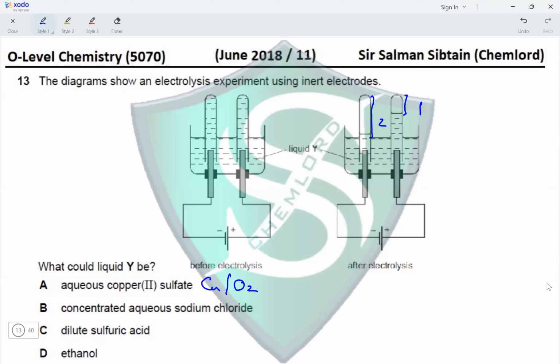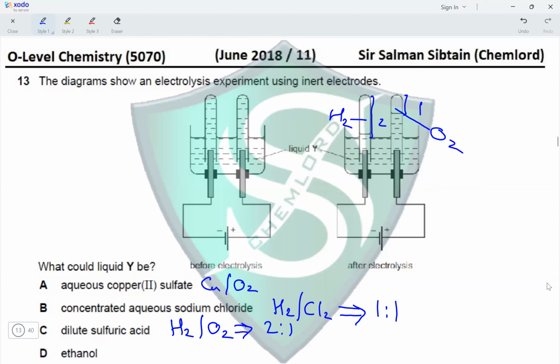So this is incorrect. Concentrated aqueous sodium chloride would give us hydrogen and chlorine gas in the ratio 1:1. So the ratio is incorrect here. With dilute sulfuric acid, we would obtain hydrogen and oxygen gases in the ratio 2:1, which is the given ratio in the diagram after electrolysis has taken place. And in D, we have ethanol. Ethanol is a covalent compound. It does not have any ions present, so it will not undergo electrolysis.